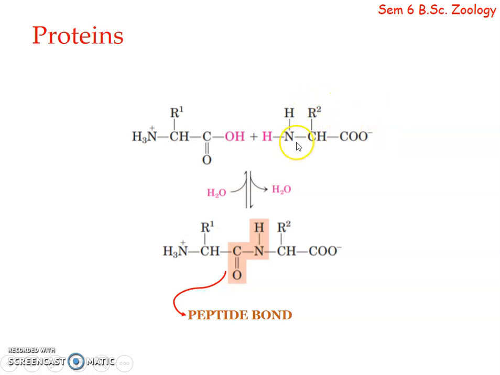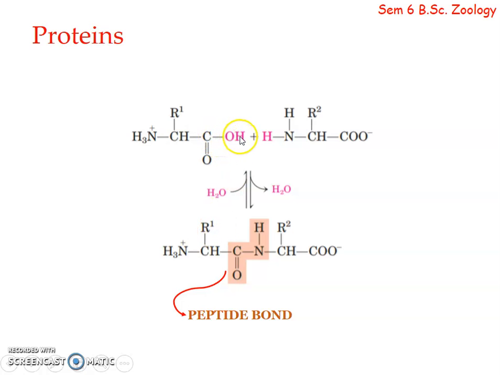Fine. So when these two amino acids come together to form a dipeptide, it is actually the carboxyl group of the first amino acid and the amino group of the second amino acid. They undergo the condensation reaction and release of a water molecule to form the CONH, or the amide bond, or the peptide bond. Okay, so what is happening here?